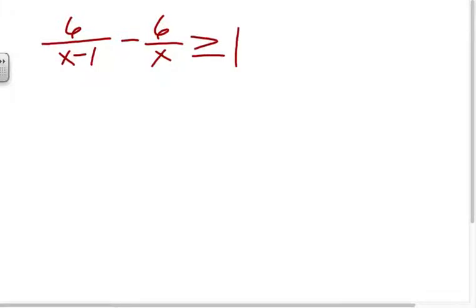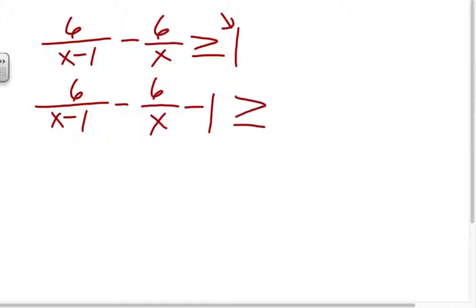Now, like in the other one, we really want this to be 0. That's easy enough to do. I just subtract 1 over. So any non-zero term on the right side, you subtract over. I'm going to have 6 over x minus 1 minus 6 over x minus 1, and it's going to be greater than or equal to 0. And the reason we do this now, I could look at this and tell I'm interested in positive numbers.